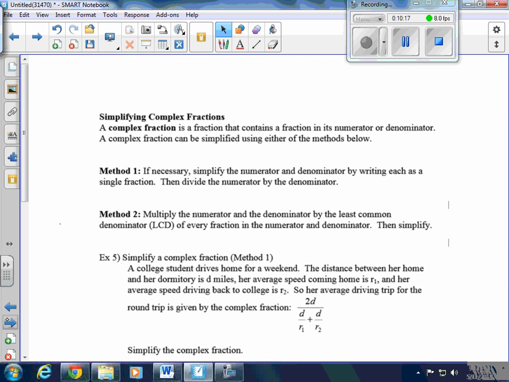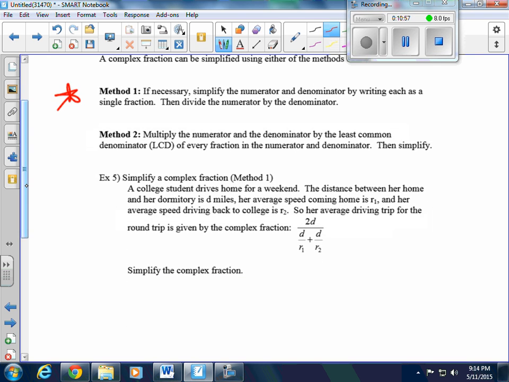The next thing we're going to look at in this section is on simplifying complex fractions. Now, a complex fraction is a fraction that contains a fraction in its numerator or its denominator, or it could be even just one of them. But a complex fraction can be simplified using one of two methods. Method 1 says we're going to simplify the numerator and the denominator by writing each as a single fraction. So we're going to take the numerator, we're going to simplify it. We're going to take the denominator, we're going to simplify it, and then we're going to divide the numerator and the denominator.